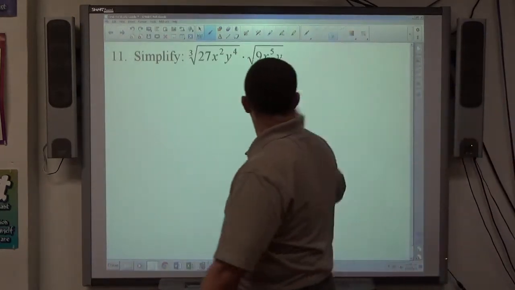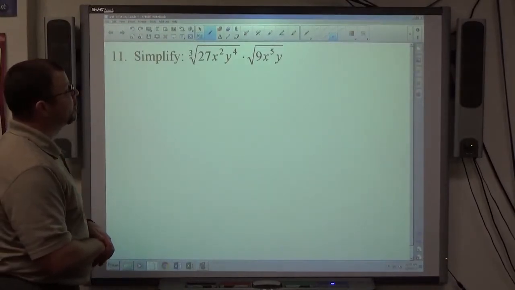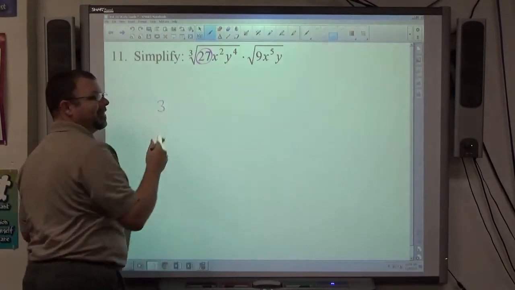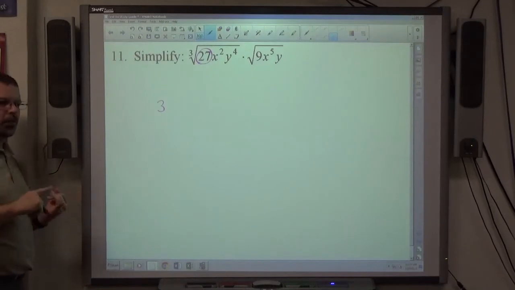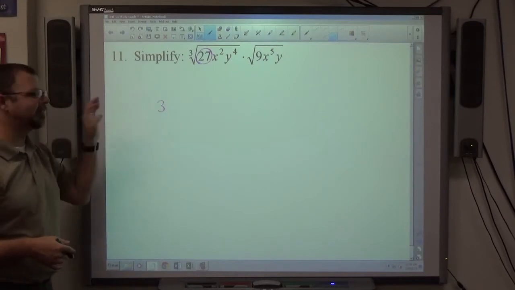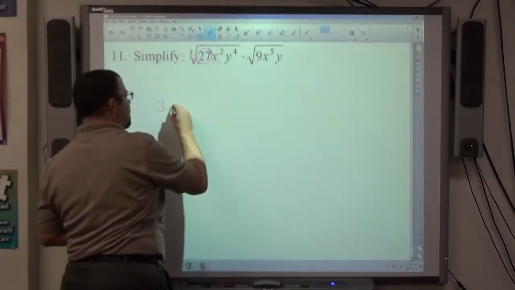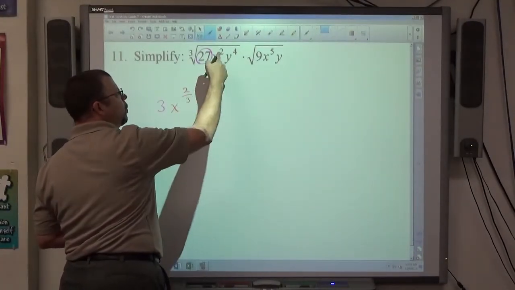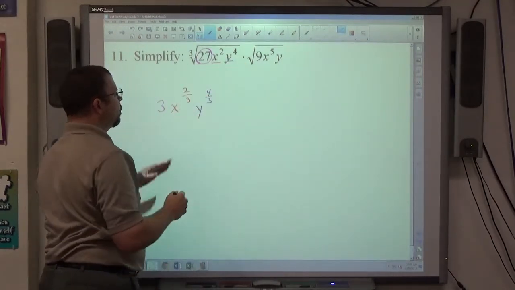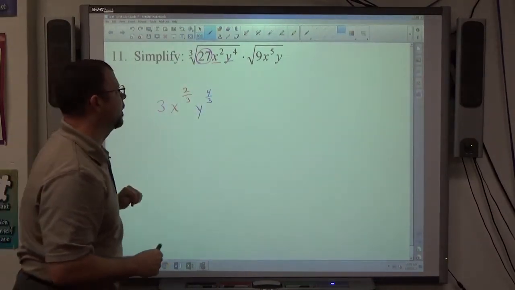Number 11. Cube root of 27x squared y to the 4th times the square root of 9x to the 5th y. First off, the cube root of 27 equals 3, because it does. There's no trickery to that. 3 times 3 is 9 times 3 is 27. That's just what the cube root of 27 is. So when you get a number in a problem like this, just take its root. Evaluate it. As far as letters are concerned, I've got x to the 2nd power inside a cube root, so x to the 2/3. I've got y to the 4th power inside a cube root, so y to the 4/3. So for the letters I'm going to raise to fractional powers, the number is going to evaluate to a nice pretty number like 3 in this case.